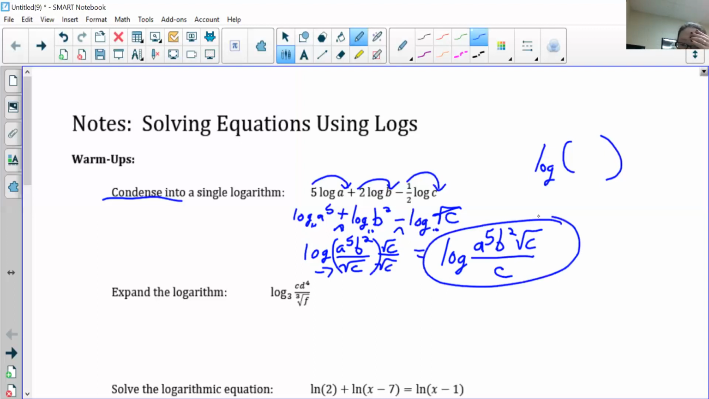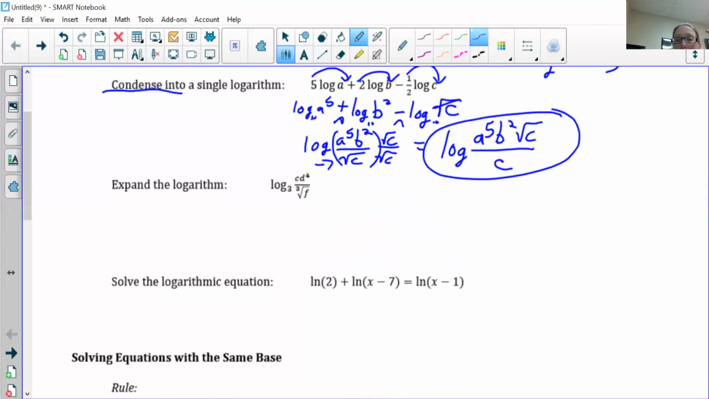All right. Example number 2, expand the logarithm. That means let's pull it out. We're going to have a big ugly answer with one log for each piece. So I've got 1, 2, 3 pieces, so I'm going to have 3 logs when I'm finished. So the log base 3 of c, multiplication, so addition, plus log base 3 of d to the fourth, division, so subtraction, minus the log base 3 of f, and what's the cube root as a radical? To the 1/3.